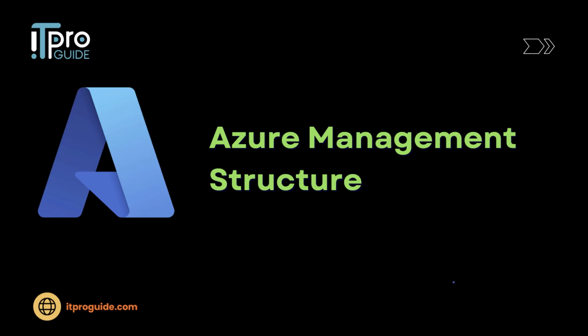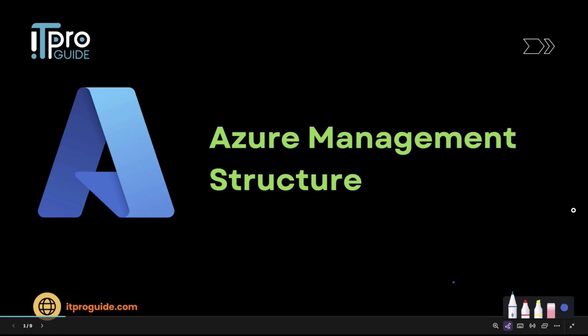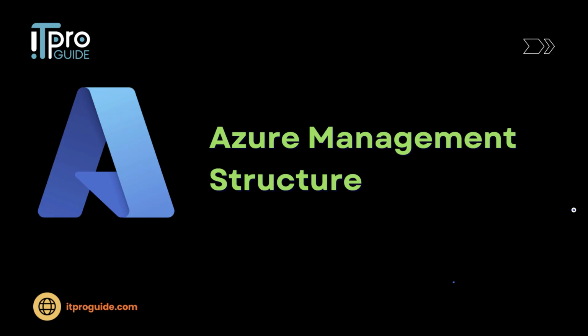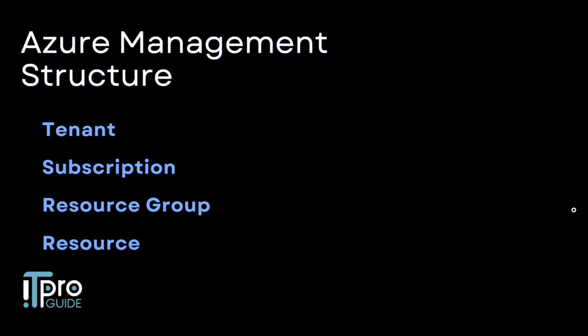In the last video, we learned about Azure Region and Availability Zone. So we know Azure regions are the geographical location, and inside an Azure region, there are multiple data centers, and those are called availability zones. This is clear for you. Now let's talk about Azure management structure.